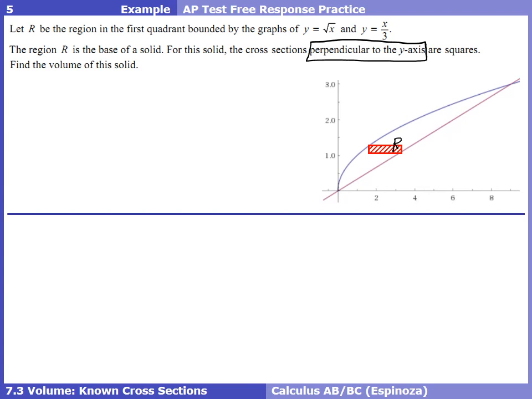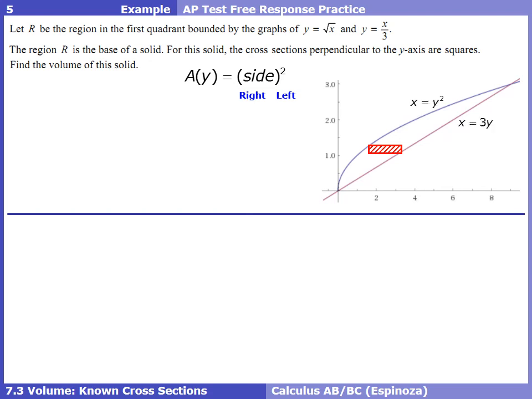As soon as you realize that, it's not necessary that you do it right away, but as soon as you realize that, we need to consider that these functions need to be in terms of y instead of x. You can see right here, we're trying to find the area, but in terms of y. But luckily, we're dealing with squares, so that just means we're dealing with side squared. So that would mean we're going to have to do a right minus a left. The length of this representative rectangle corresponds to the side length of one of our squares.